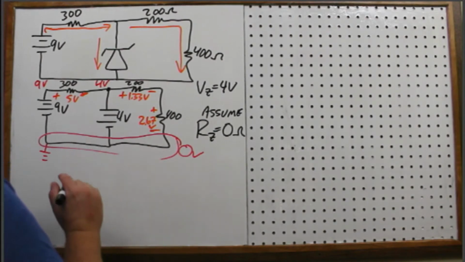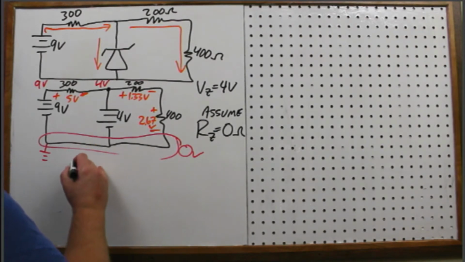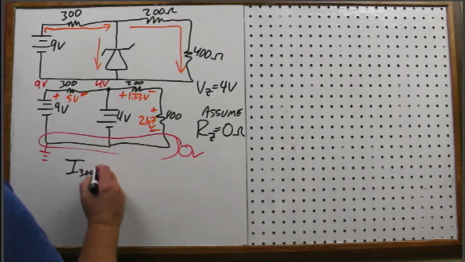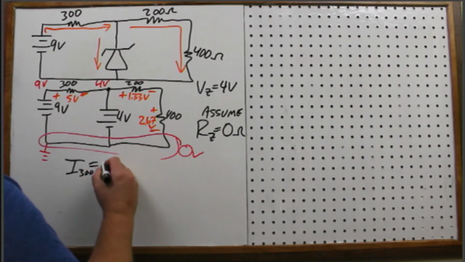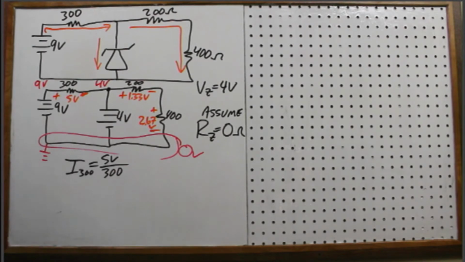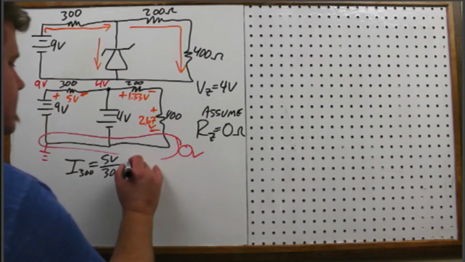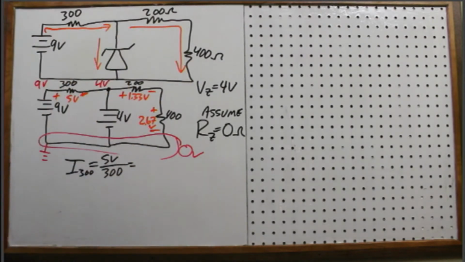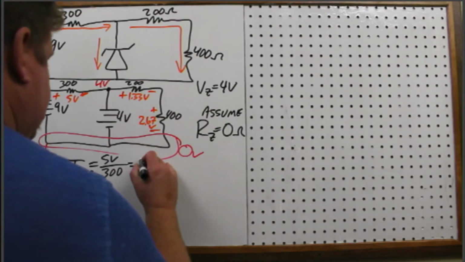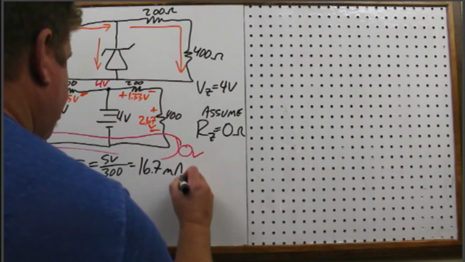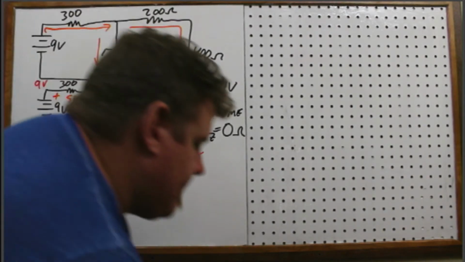So I've got the current through the 300, which is really the source current because it's in series with the source, so that's 5 volts divided by 300 ohms. Remember, the current through any resistor in any position anywhere is the voltage divided by its resistance. So 5 volts divided by 300, and I get 16.7 milliamps. So that's what my total is.